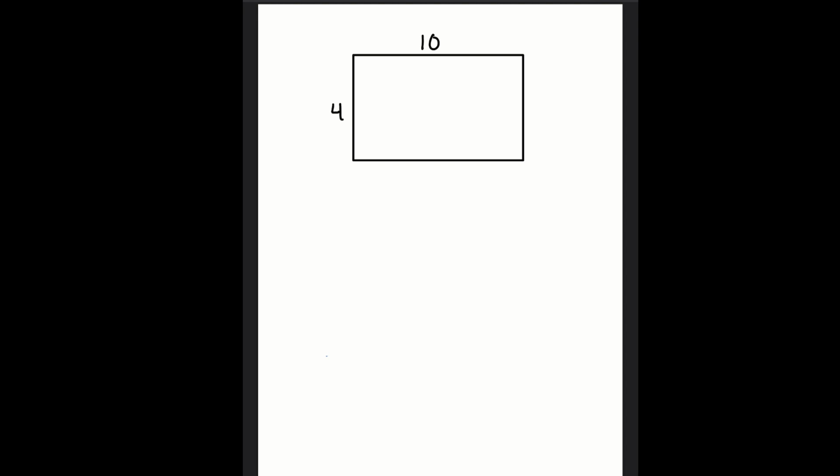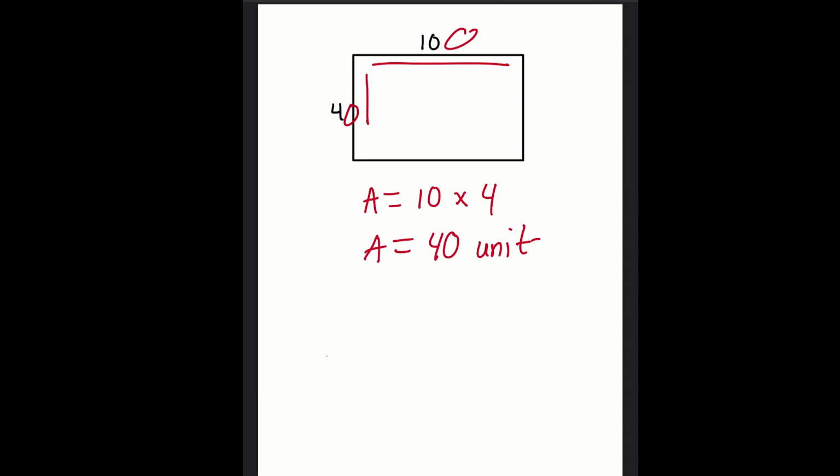Okay, so let's do an example and find the area of this rectangle. So in order to find the area, we're going to take the length, which in this case is 10, and we're going to multiply it by the width, which is 4, which means that the area of this rectangle is going to be 40. And because we don't have our units, we're going to call it 40 units squared.